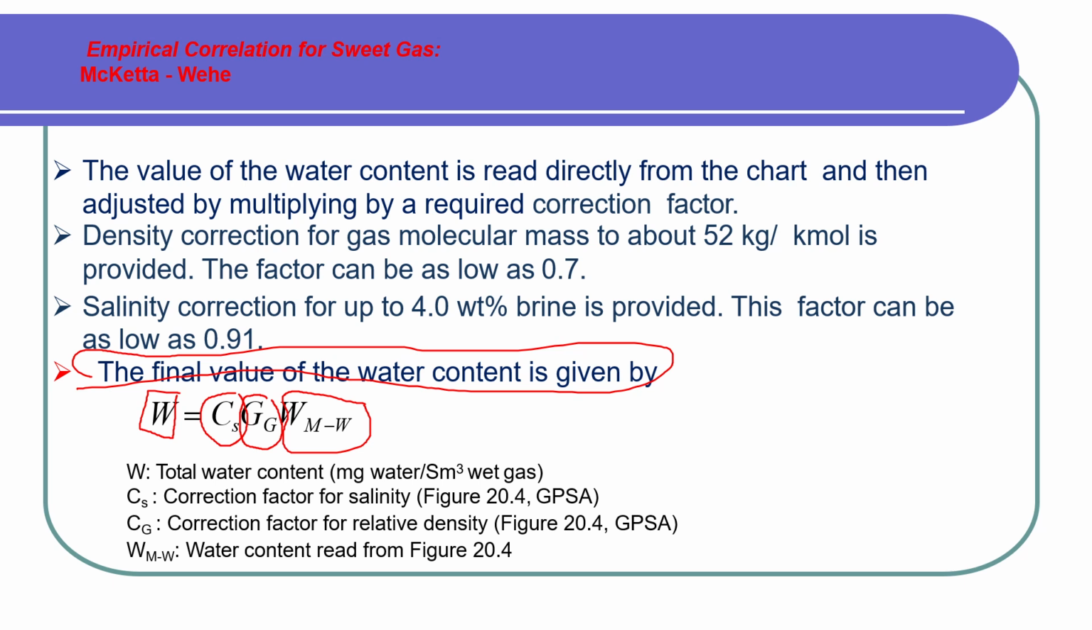And there are certain restrictions, such as, for example, when we talk about salinity correction, we are talking about approximately 4% brine solution as the maximum. So we normally have to deal with a situation where the salinity of the water should be less than 4% in order to use the correction. As a result, this correction factor could be close to 1 or close to 0.91. And in terms of the density also, the correction factor for the molecular weight should be around 52 kilogram per kilomole, and the correction factor will be around 0.7.